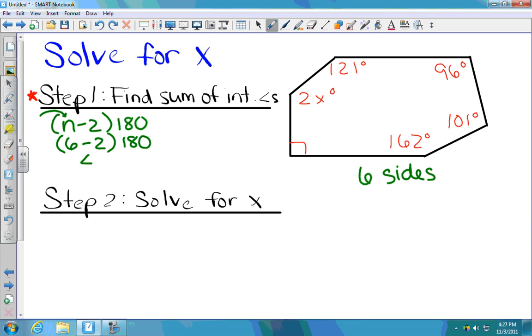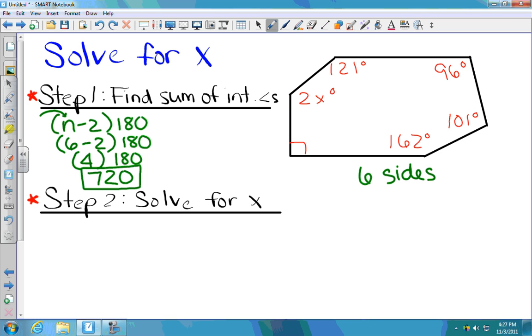And 6 minus 2 is 4. And when I multiply that by 180, I get 720. So the sum of my interior angles in this hexagon is 720 degrees. So my step 2 right here is to actually solve for x, which is what we're ultimately trying to do.